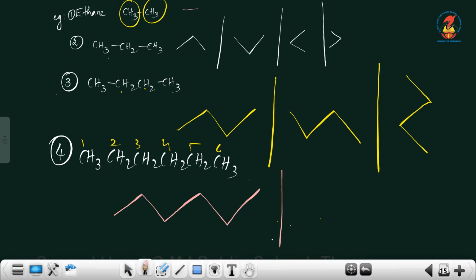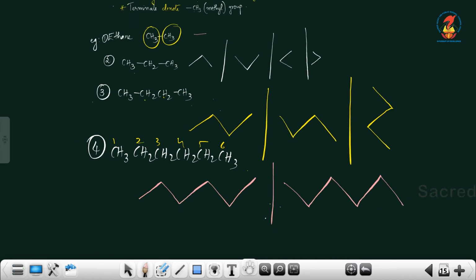Here I have started from the bottom, or if I want I can start from the top. So, 1 to 2 single, 2 to 3 single, 3 to 4, 4 to 5 and 5 to 6. This is about the bond line representation of hexane.